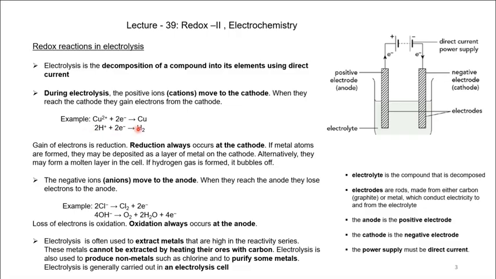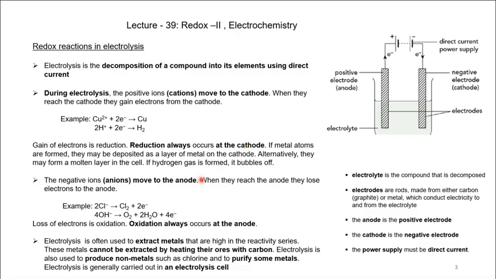These are two examples. Positive ions move to the cathode. When they reach the cathode, they gain electrons, thereby forming this. For hydrogen also, it gains electrons. So gain of electrons is reduction. We find it now. And reduction always occurs in which part? That is at the cathode. Reduction always occurs at the cathode.